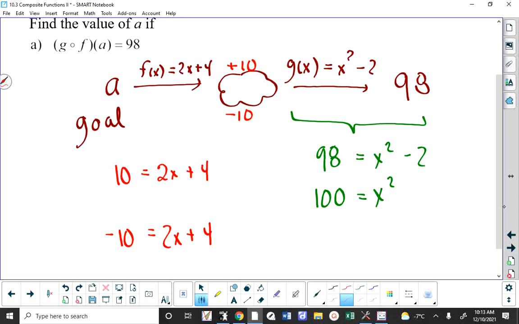Yes, Naya? Can't you also just make a composite function and then just do it all in one shot? You could. I would, and I would be fine with you doing that, and I would be fine with a few other people doing that.